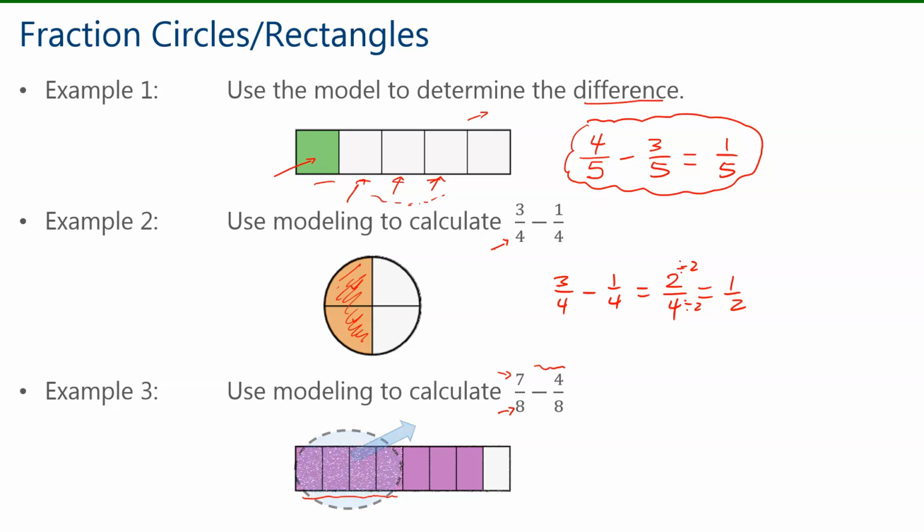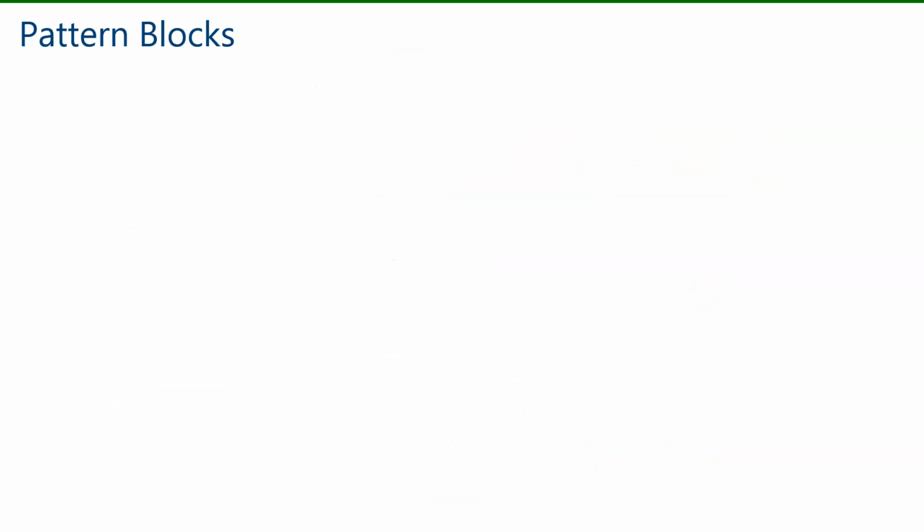You do that, what are we left with? Well, we have 3/8 remaining. So 7/8 take away 4/8 gives us 3/8, which cannot reduce. Let's have a look at some pattern blocks. Same idea.